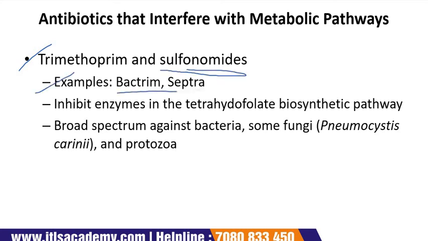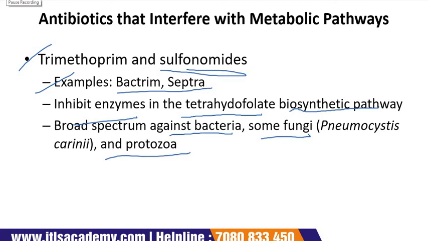Here is the example of bacterium and inspectorite. It inhibits the enzyme, as I told you, in the tetrahydrofolate biosynthetic pathway. It is a broad spectrum against bacteria, some fungi and some protozoa. Means with the combination of sulfonamide and trimethoprim, these drugs in combination work by blocking the enzyme in the bacterial pathway required for the synthesis of tetrahydrofolic acid. That is why it is an antibiotic which interferes with the metabolic pathway.